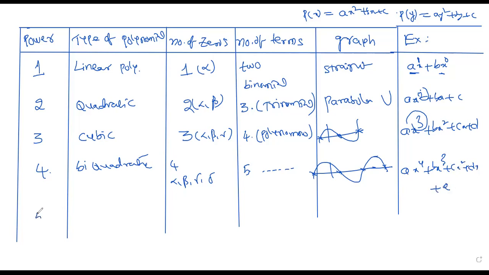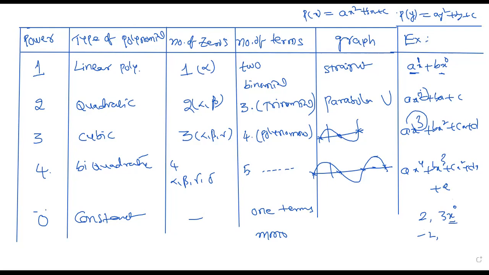One more, the last one, is the constant polynomial. What is a constant polynomial? Its power is 0. There are no zeros, just one term, which is called a monomial, and there is no graph. An example is just 2, 3, minus 2, any number. If you take any number, that is called a constant polynomial, and its power is just x power 0.